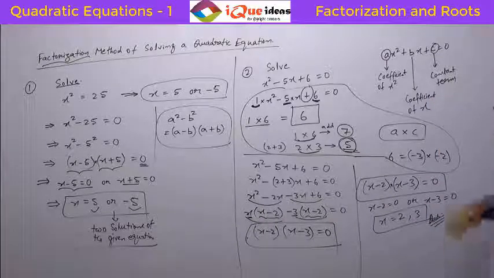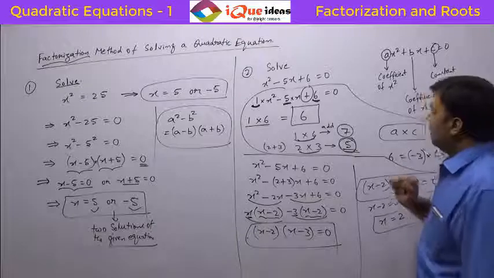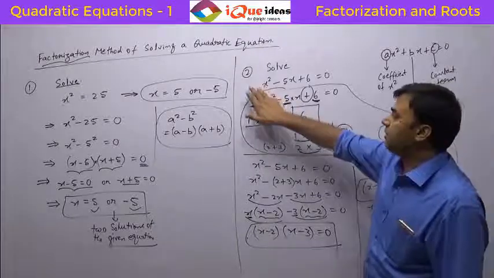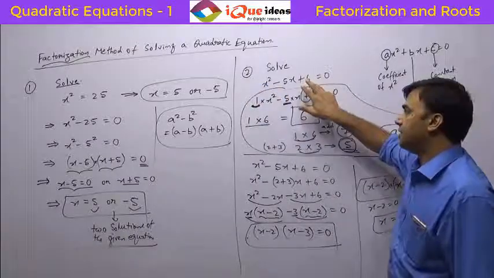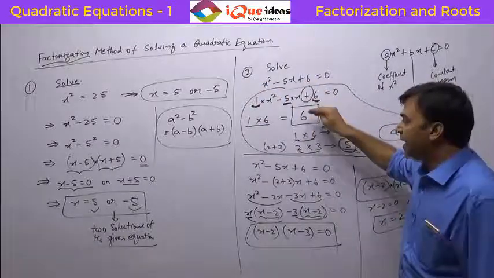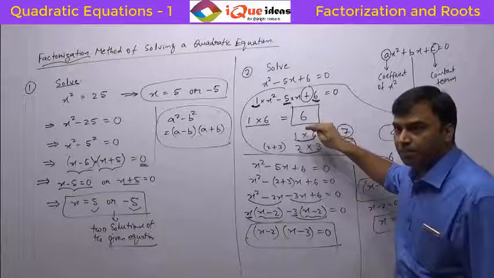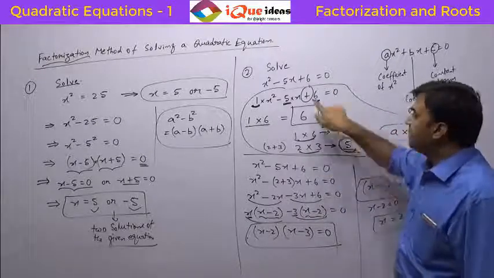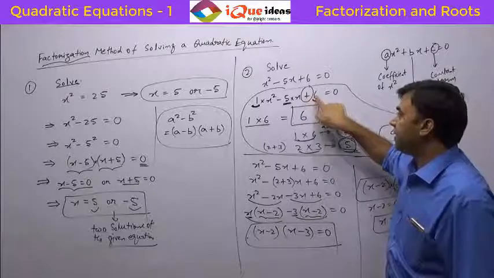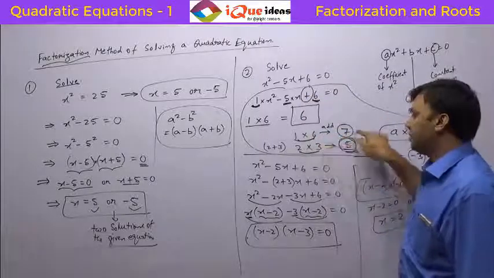Alright, so just go through the method again. I'll repeat. Multiply the coefficient of x square with the constant term. You get a value. Then break it into product of two numbers in as many possibilities as are there. Then, if the constant term has a plus sign, add in each possibility.